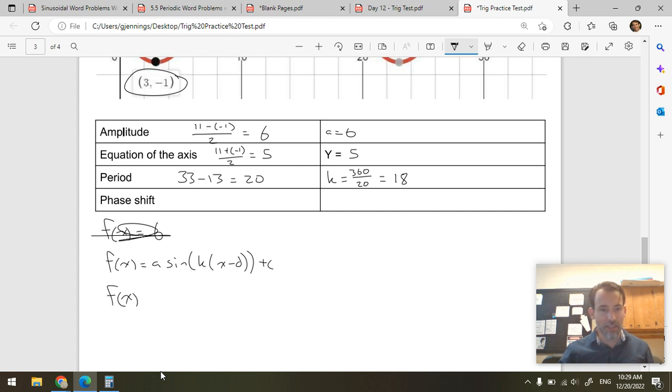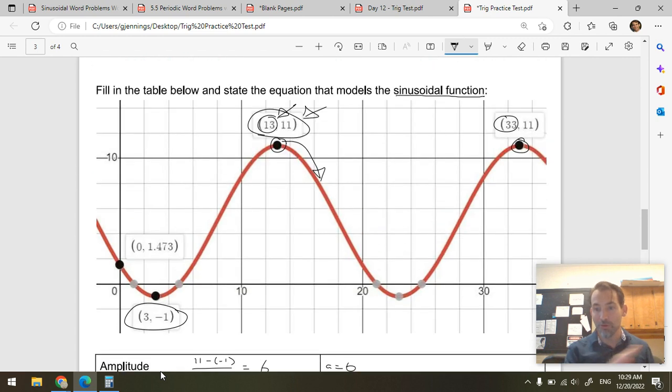Okay, and then let's fill in our bits. F of x is equal to, we said a cosine, so we can use cosine or sine. So I'm going to do cosine first. 6 cosine of, we know the k value is 18. We know that this is x, and then I want to create a movement right by 13, or to the left by 7.